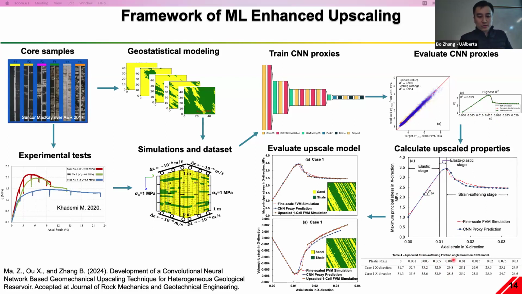Based on the CNN model, that can be fed back into the simulation. So we can use a one-cell model, as it shows here, to mimic the stress-strain responses for these fine-scale simulations. That is, I think, 100 by 100 realizations, and that has already been done. So that's a way for the whole framework of machine learning enhanced upscaling. But the key is how do we really generate the elastic and plastic upscaled properties, right?